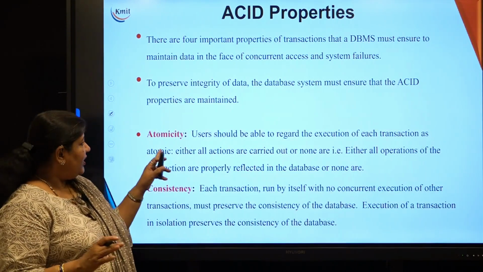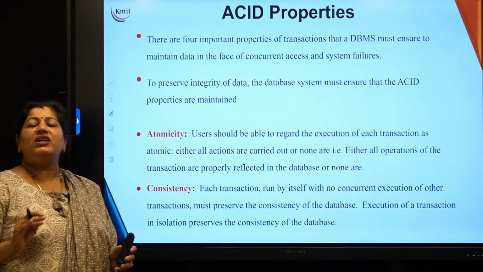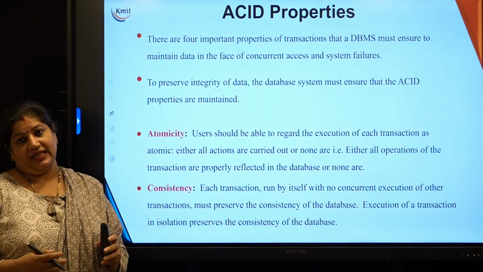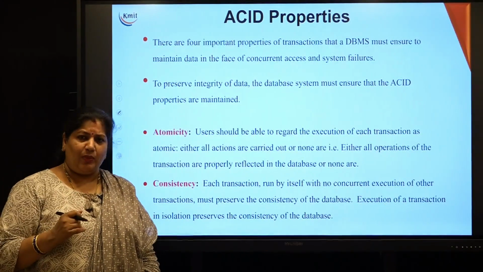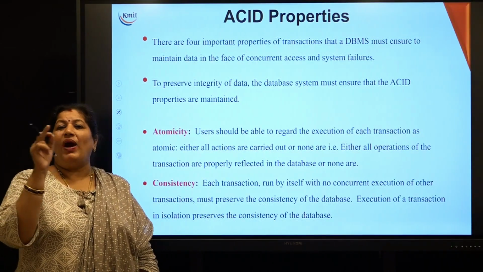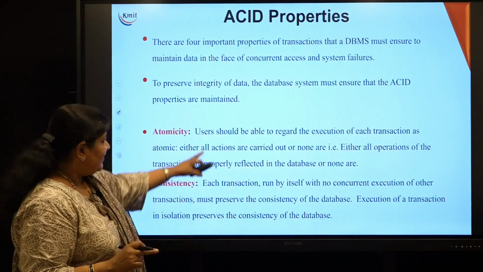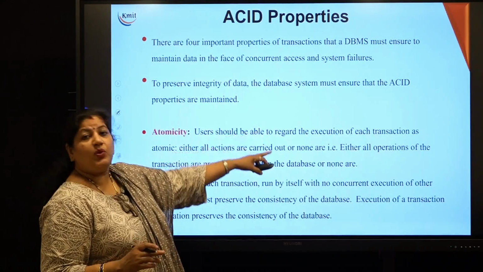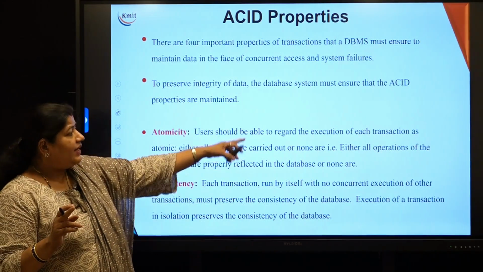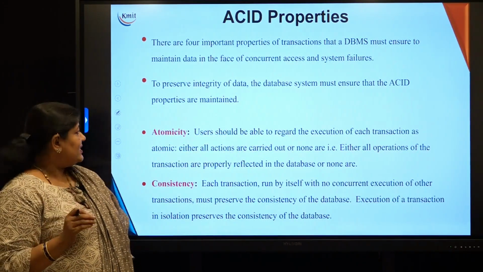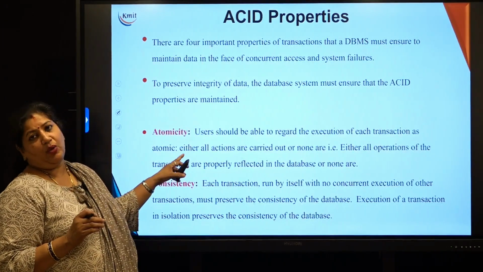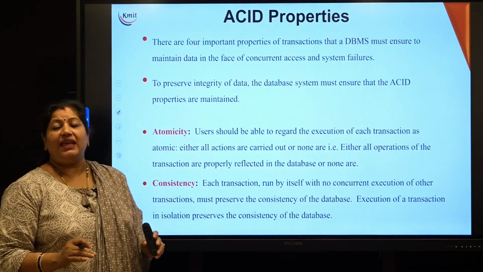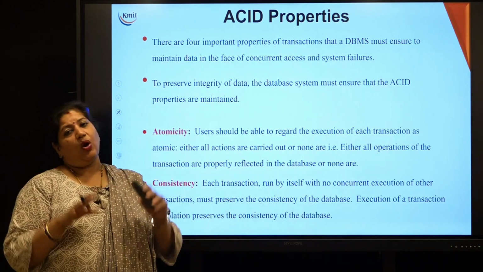Okay? Now, what is this all about? The first one is atomicity. What do you mean by atomicity? Atomic, one single unit. It says that the user should be able to regard the execution of each transaction as atomic. In simple terms, it says either all actions or none.